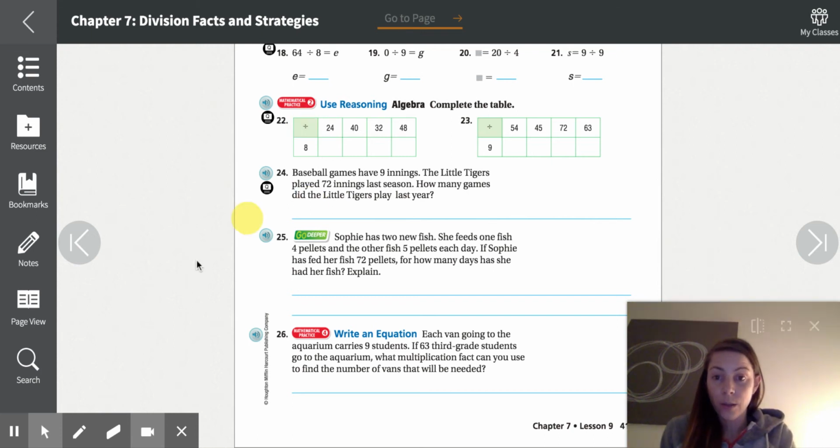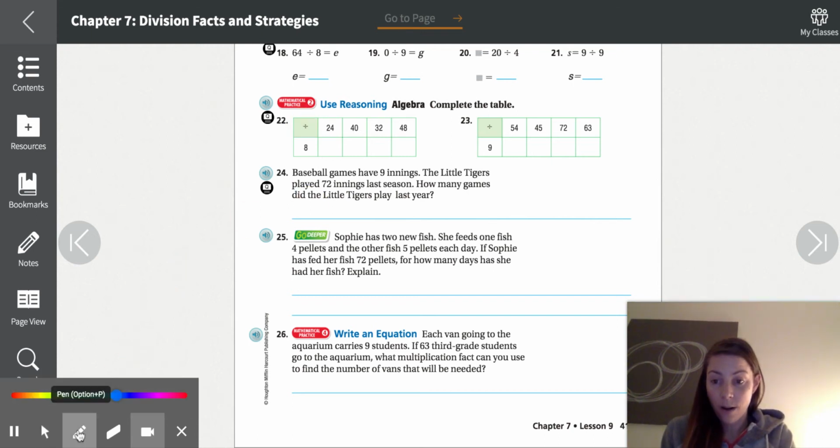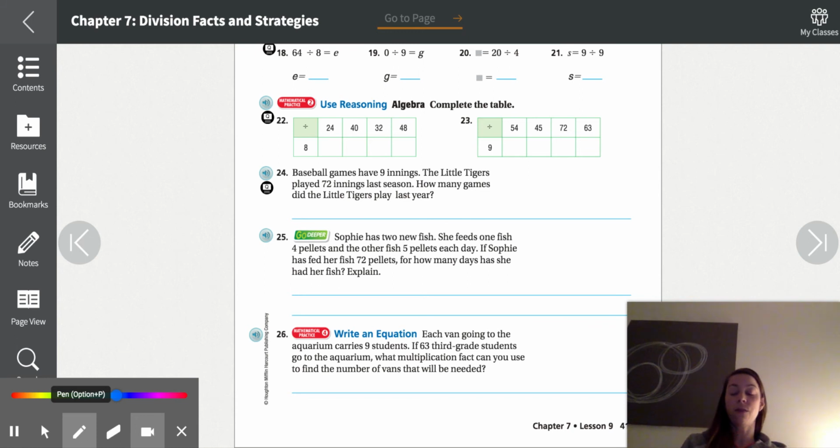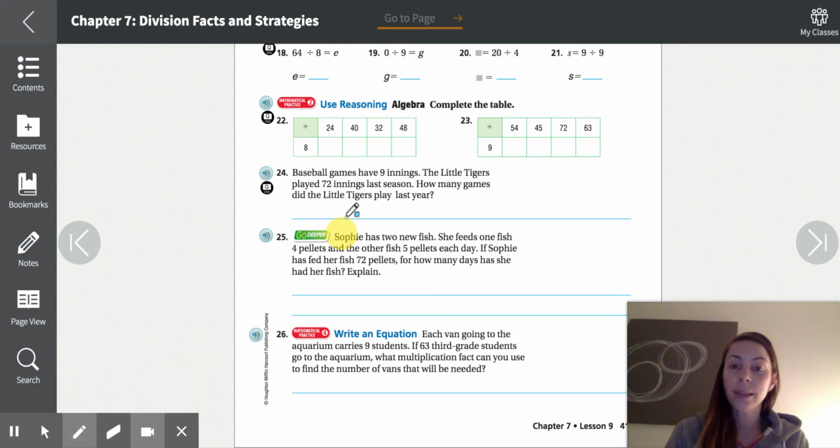All right, so for number 24, baseball games have 9 innings. Did you know that? Professional games have 9 innings. Sometimes when you're younger, there's 7 innings, but a full baseball game has 9 innings. The Little Tigers played 72 innings last season. So that's how many innings they played total.